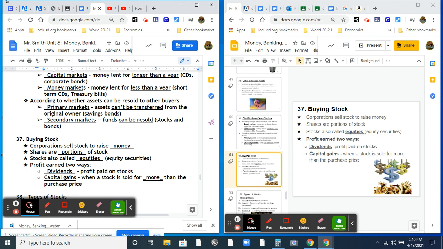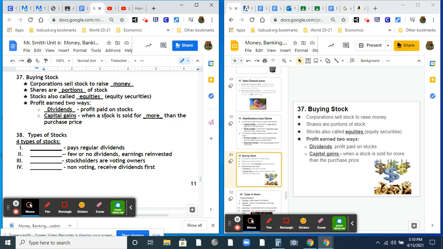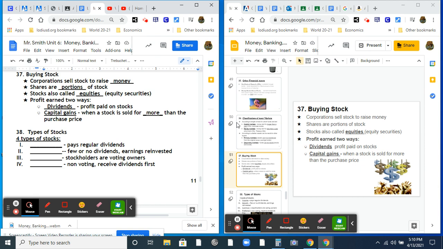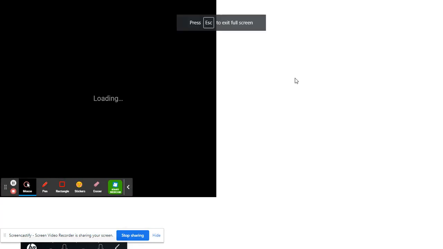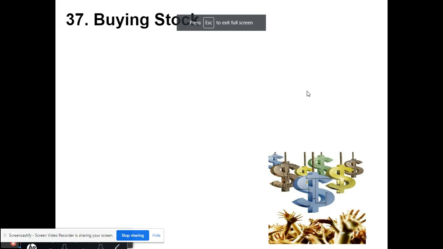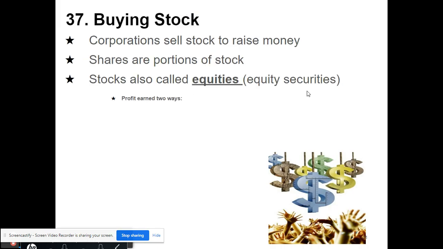But you do have to pay taxes, capital gains. There are loopholes in it that people use to get around this all the time. Let's see what else is on here. Let's go forward.